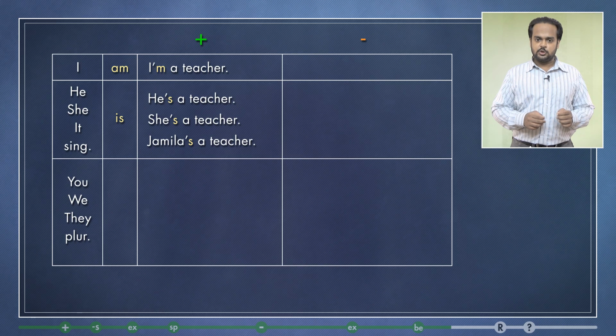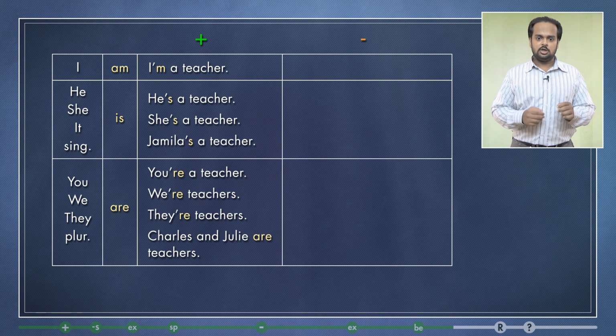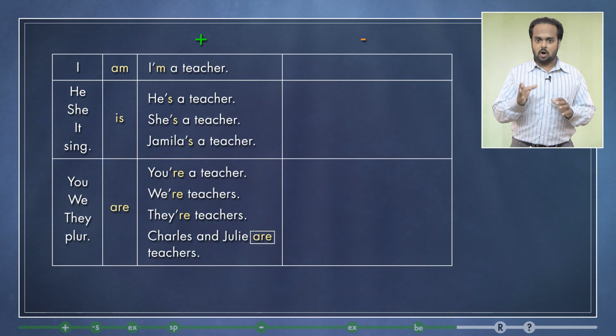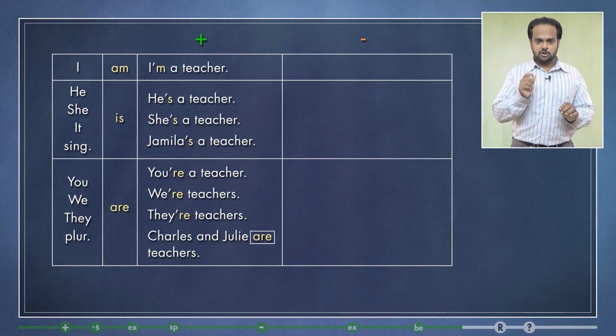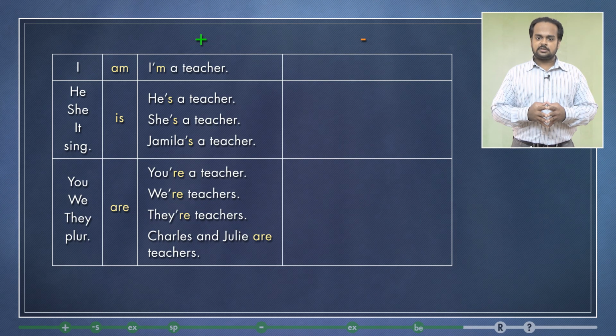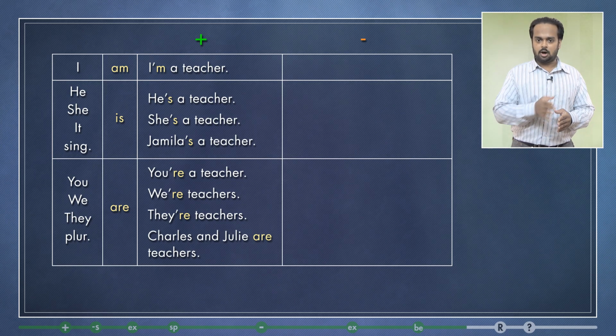If the subject is you, we, they, or any plural noun, then we use are. So you're, we're, and they're. Notice that when we have plural nouns like Charles and Julie, we don't shorten the verb. That is, we say are fully. Charles and Julie are teachers. We only shorten pronouns and singular nouns. So that's the first difference between be and other verbs. There are three forms: am, is, and are.